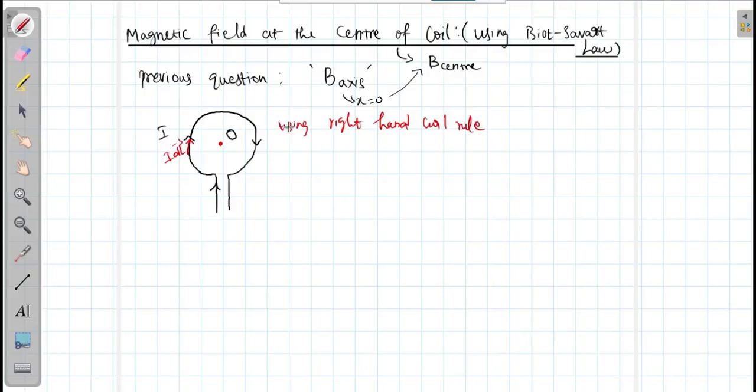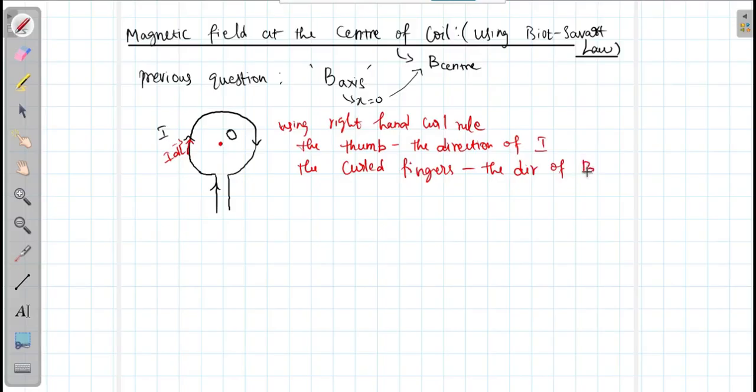Curl rule. The thumb represents the direction of current, right? And the curled fingers represent the direction of the magnetic field. So in this case, if you use your right hand, the magnetic field will go into the plane of paper. Okay, it is inside. Yes. Into the plane of paper.